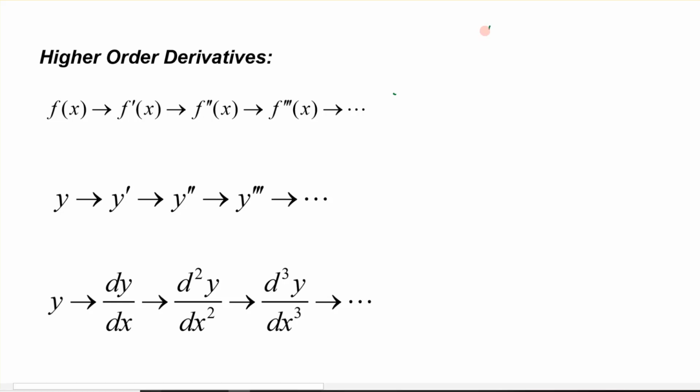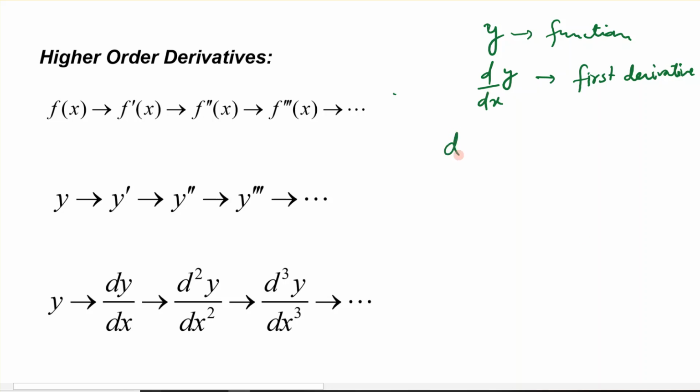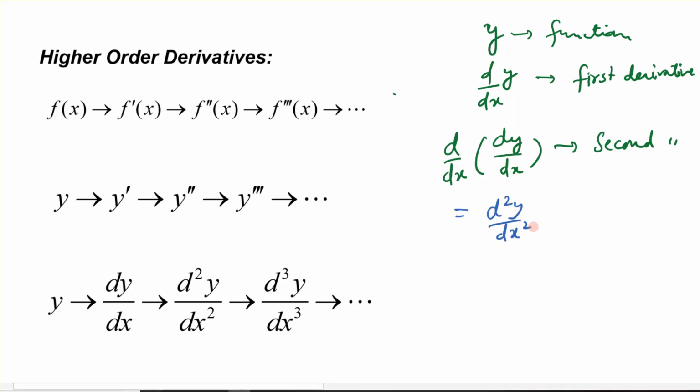So first we start with a function and then we take the first derivative of the function. So this is called the first derivative. And if we take the derivative again, so take the derivative of the first derivative, that would be called the second derivative. This can also be written as d2y over dx squared. So that is the notation for the second derivative.